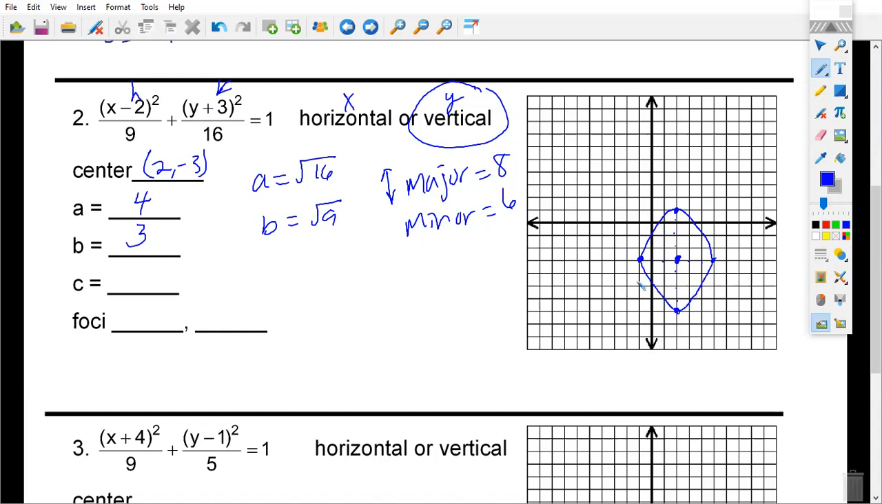From the center. Okay? I'm listening. Left is to plot your foci. So, got it. We have 16 minus 9, which equals the square root of 7.